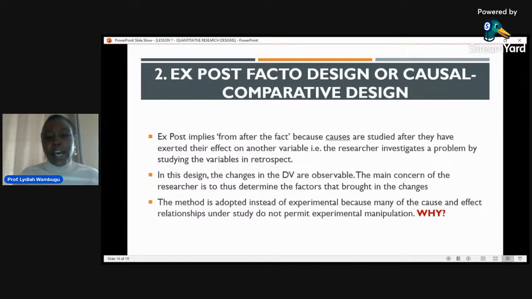non-experimental design is ex post facto, and it's also similar to causal comparative design. Ex post facto. Now, when you say ex post facto, you mean after the fact. After the fact. So it tells you something has already happened, and now you are going back to ask yourself, why did it happen? Now, think about how you go to hospital.